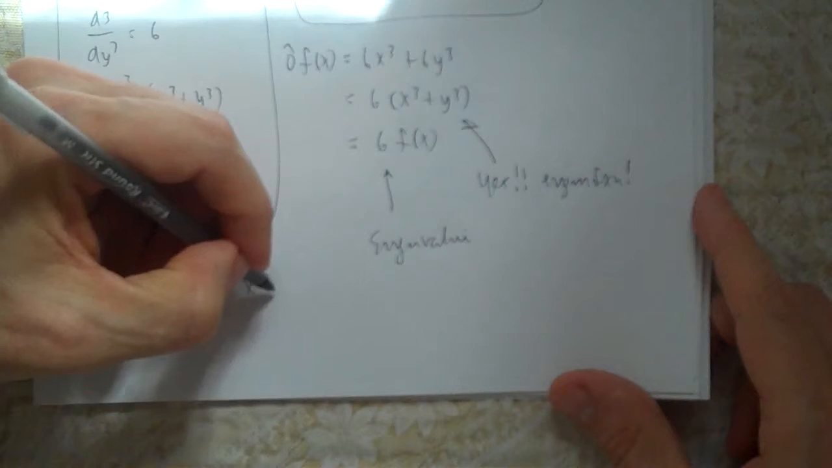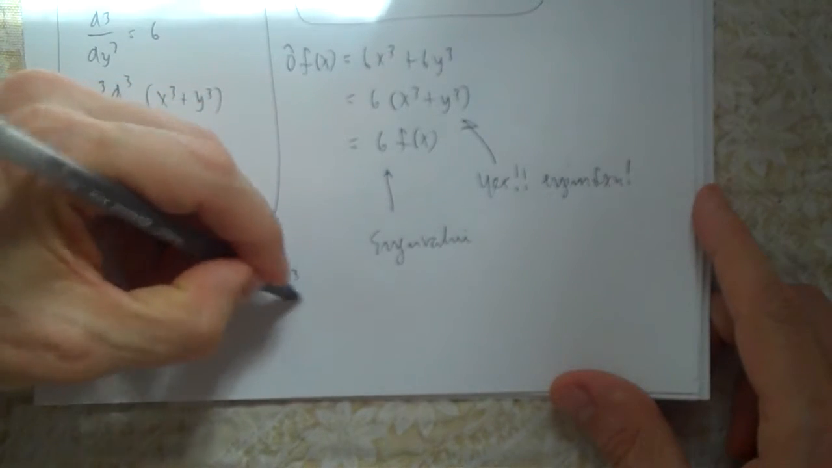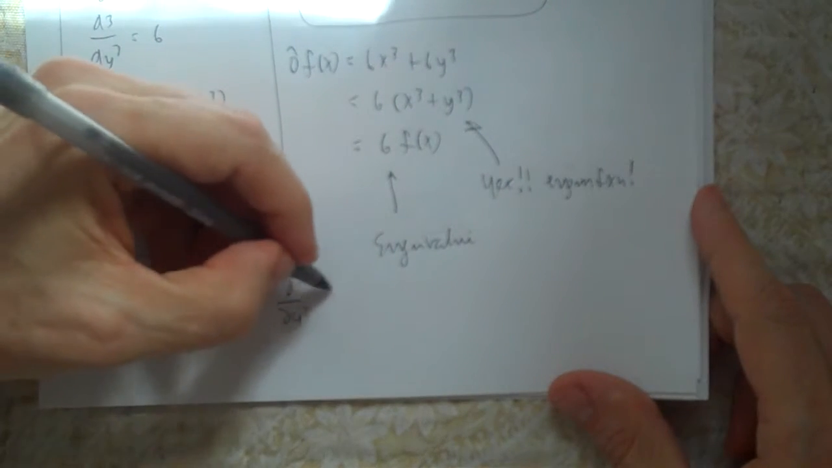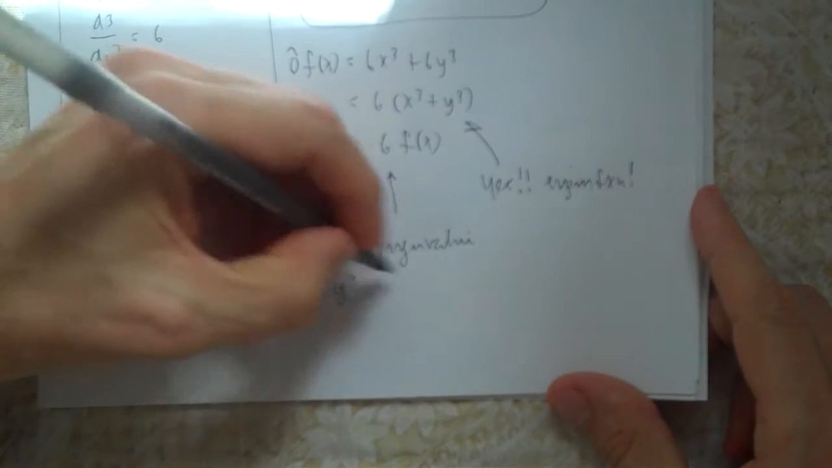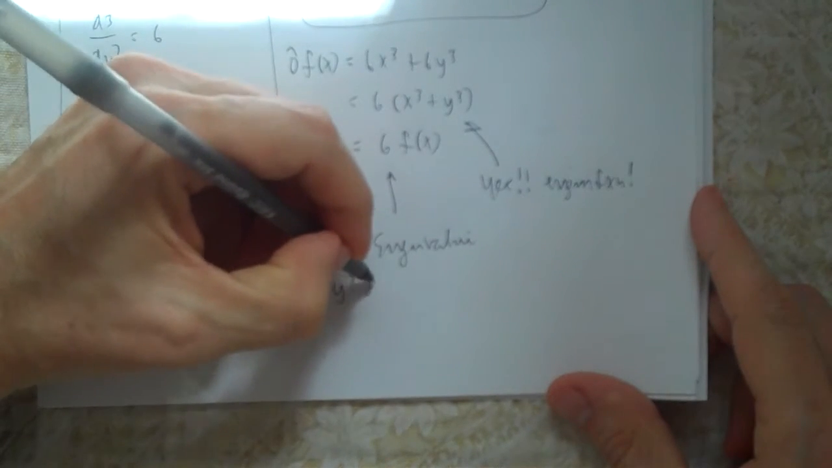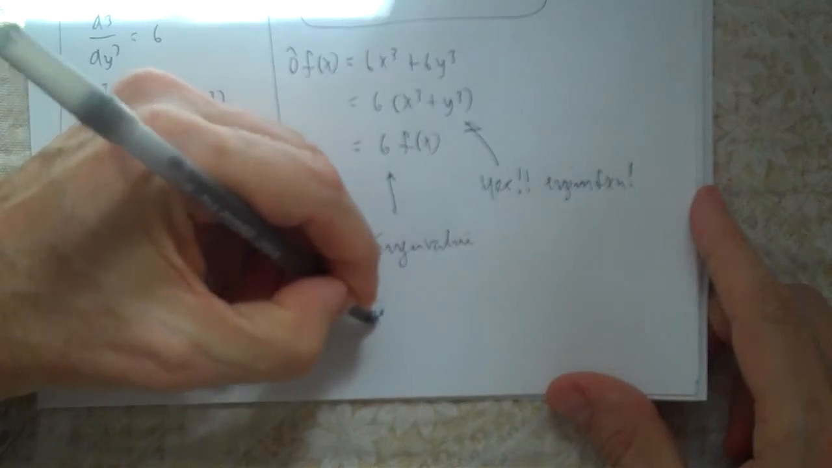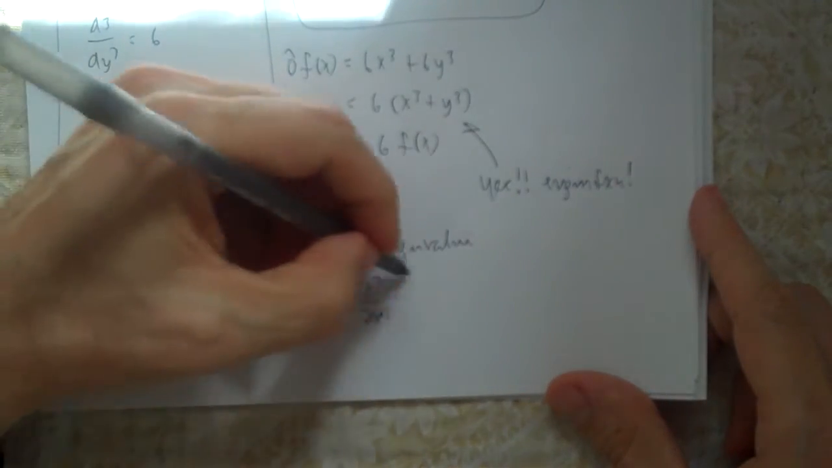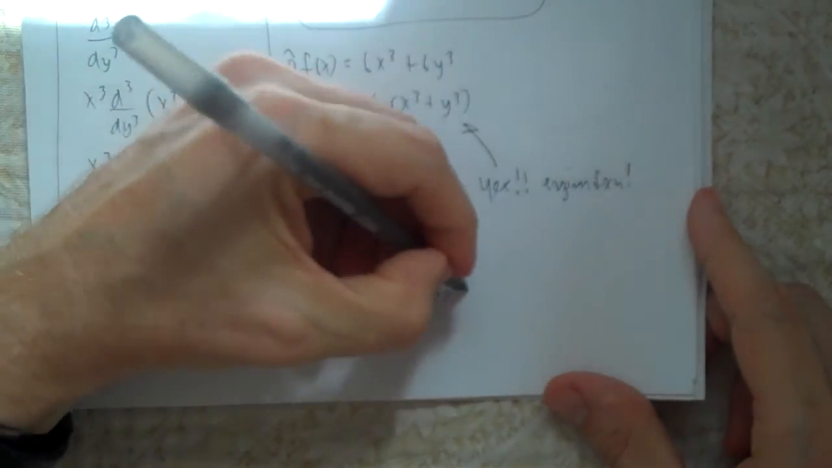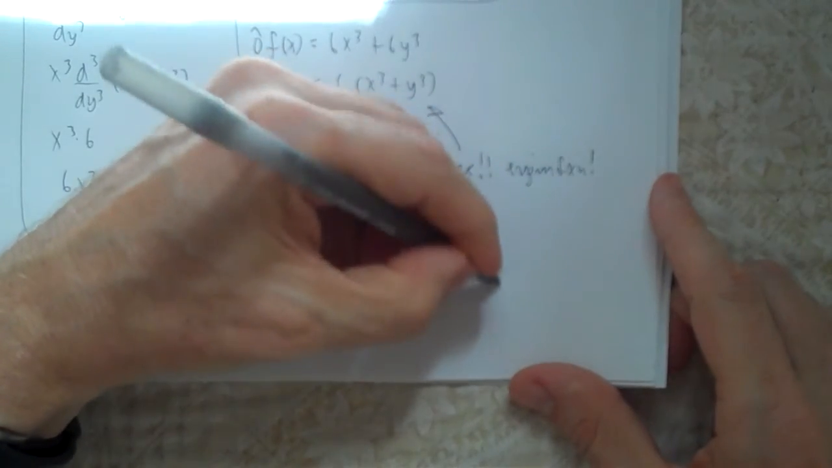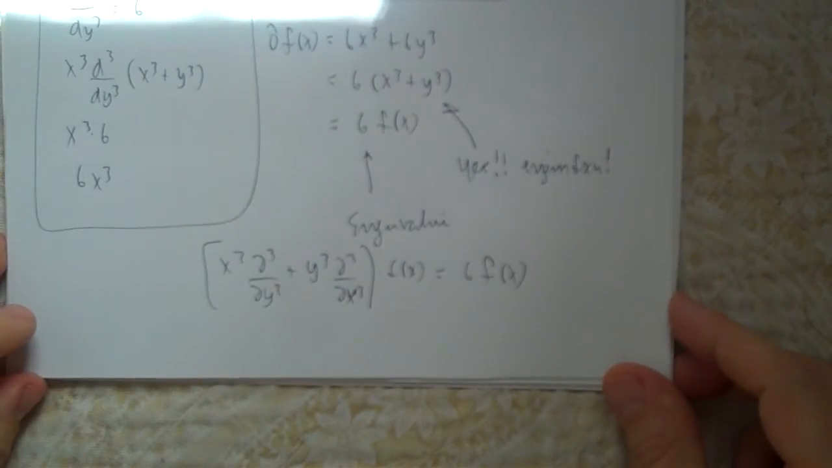Just to sum this problem up, it's really busy, but the third derivative with respect to y, plus y cubed times the third derivative with respect to x, of f of x is equal to 6 f of x. Boom. Gorgeous.